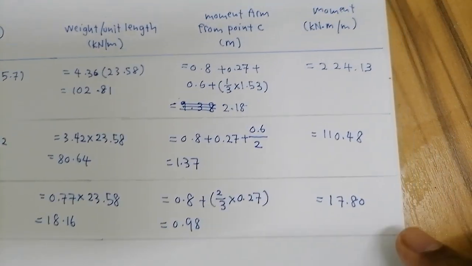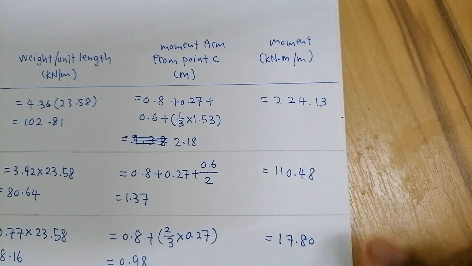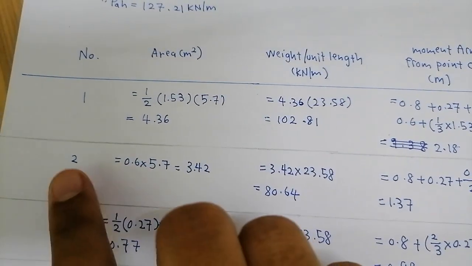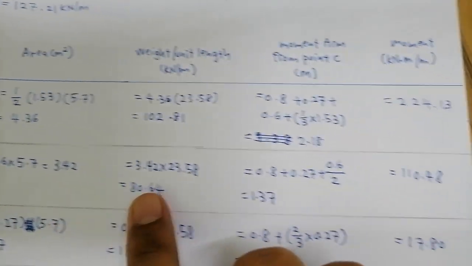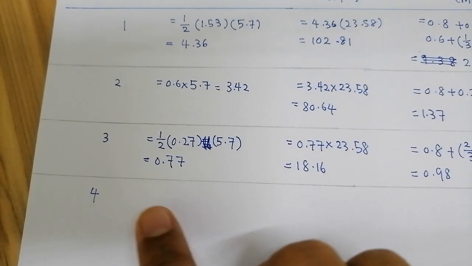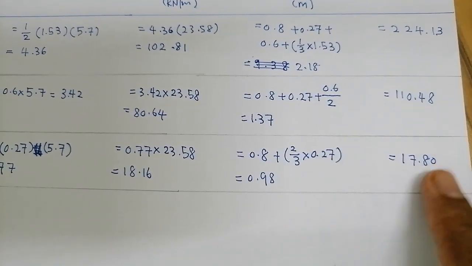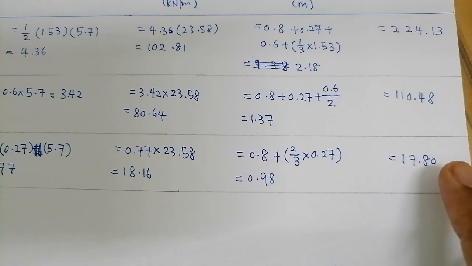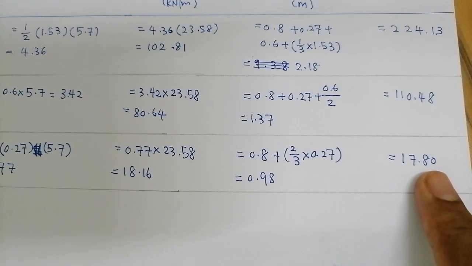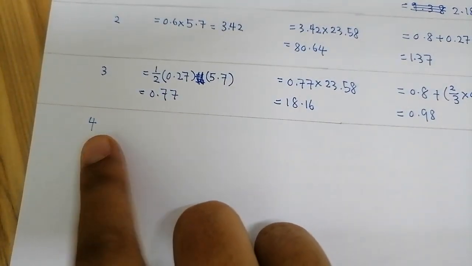Okay, I'm going to show you just the final answers, which is the moment. So for area 2, the moment is 110.48. For area 3, the moment is 17.80. Okay, so you can check your answers with my answers. All right. I'm going to move to section 4, which is this one.